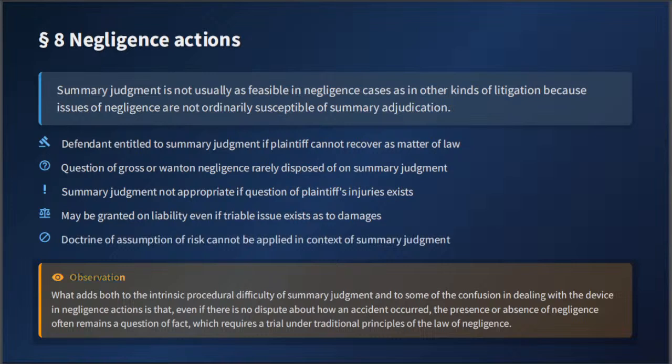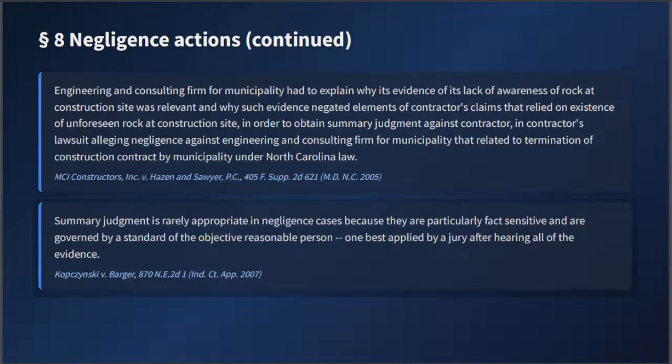So here's our observation. What adds both to the intrinsic procedural difficulty of summary judgment and to some of the confusion in dealing with the device in negligence actions is that even if there is no dispute about how an accident occurred, the presence or absence of negligence often remains a question of fact, which requires a trial under traditional principles of the law of negligence. So good observation there. Let's move along and read some of the cases of negligence actions.